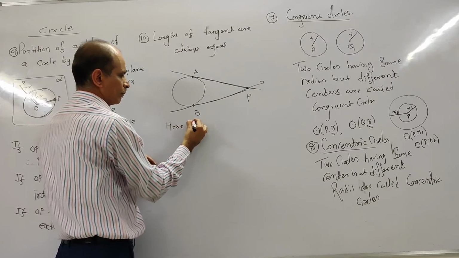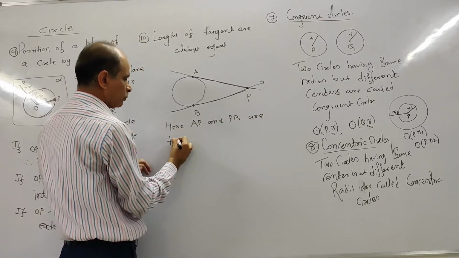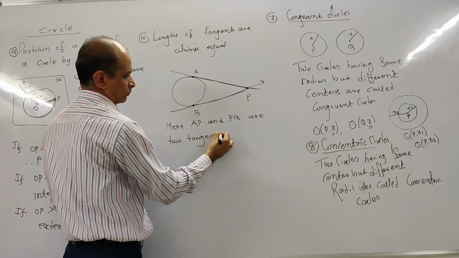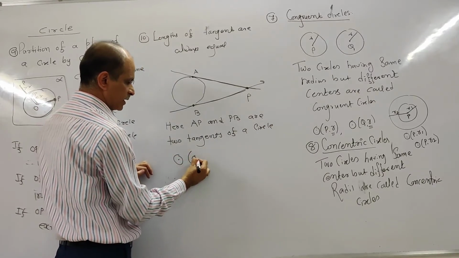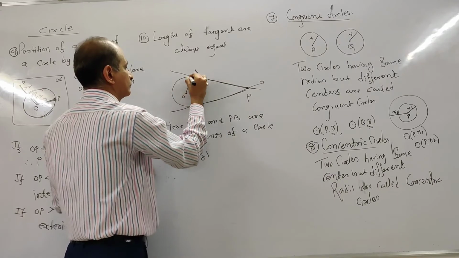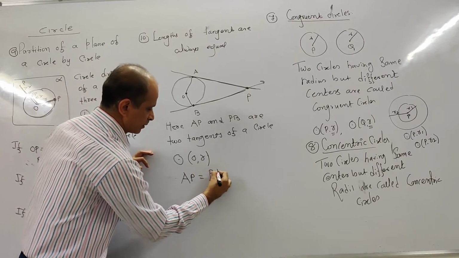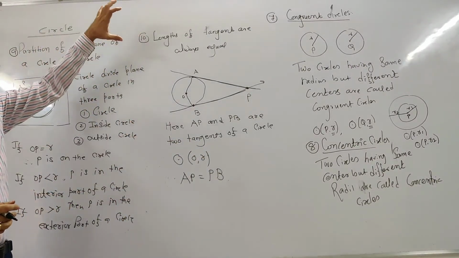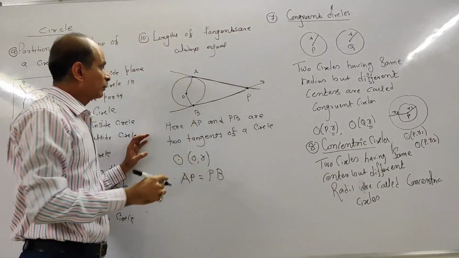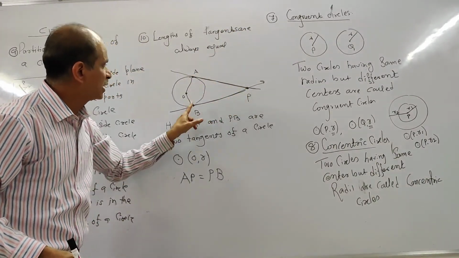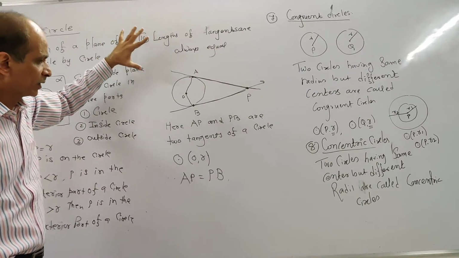So AP and PB are two tangents of a circle with center O and radius R. So this length of tangent means AP is equal to PB. So according to concept number 10, the lengths of tangents are always equal. The length of the tangent means A to P and B to P. You can say PA is equal to PB according to concept number 10.